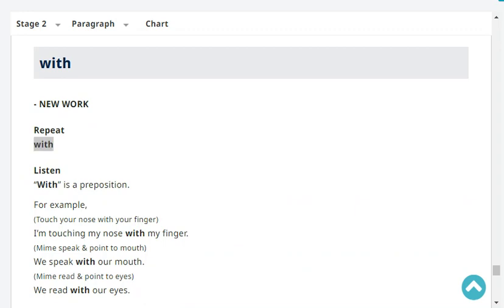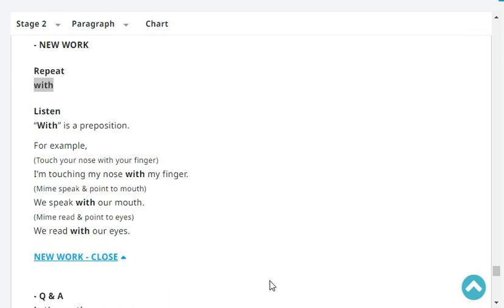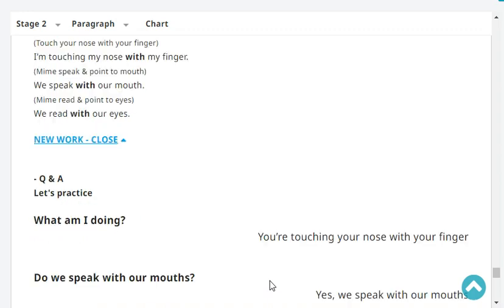Okay, listen. The word with is a preposition. For example, I am touching my nose with my finger. We speak with our mouth. We read with our eyes.